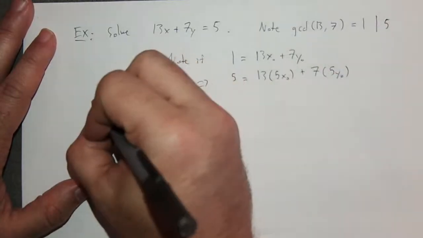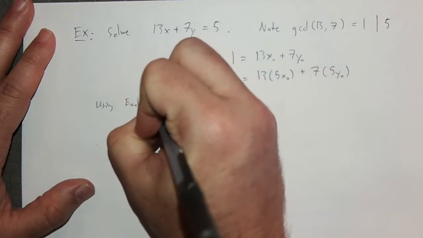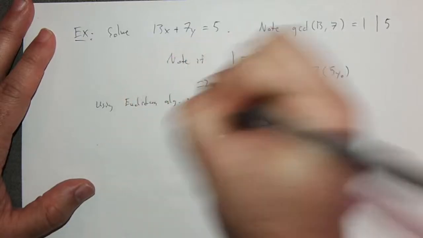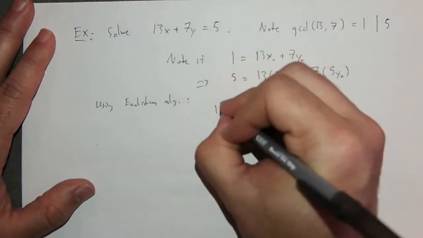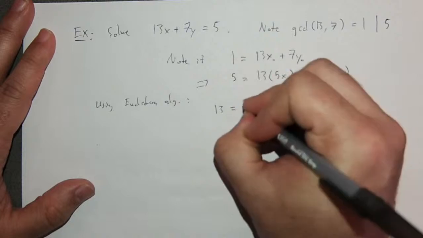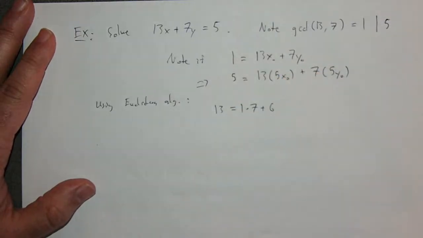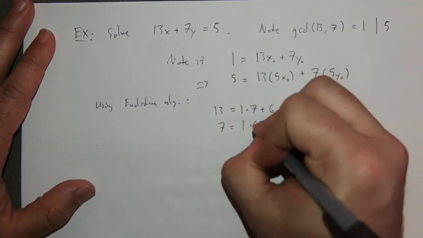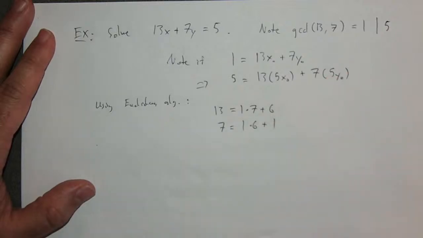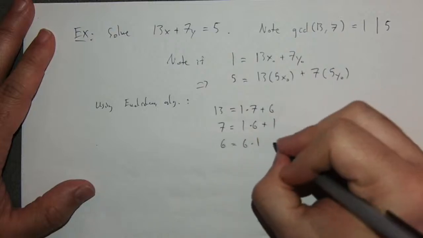So this is what I'm going to do. Using the Euclidean algorithm, note 13 is 1 times 7 plus 6, and 7 is 1 times 6 plus 1, and 6 is 6 times 1 plus 0.